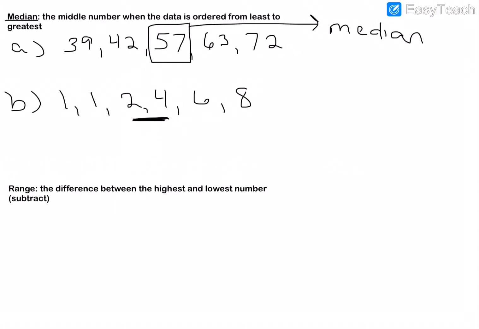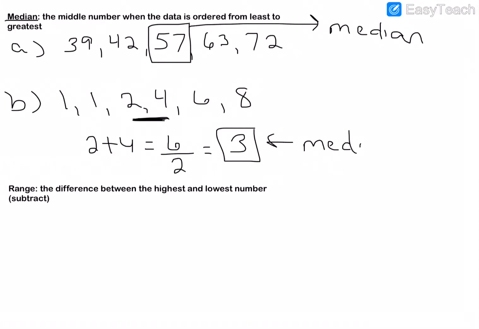Okay, so I need to do 2 plus 4 equals 6, and then I divide that by the 2 numbers. When you take the average, you add the numbers and divide it by the number of numbers that you're adding. So my median is 3 in this case. Okay, we're going to have lots of practice with these. So if you're stuck there, write it down and ask me when you're done with the video.